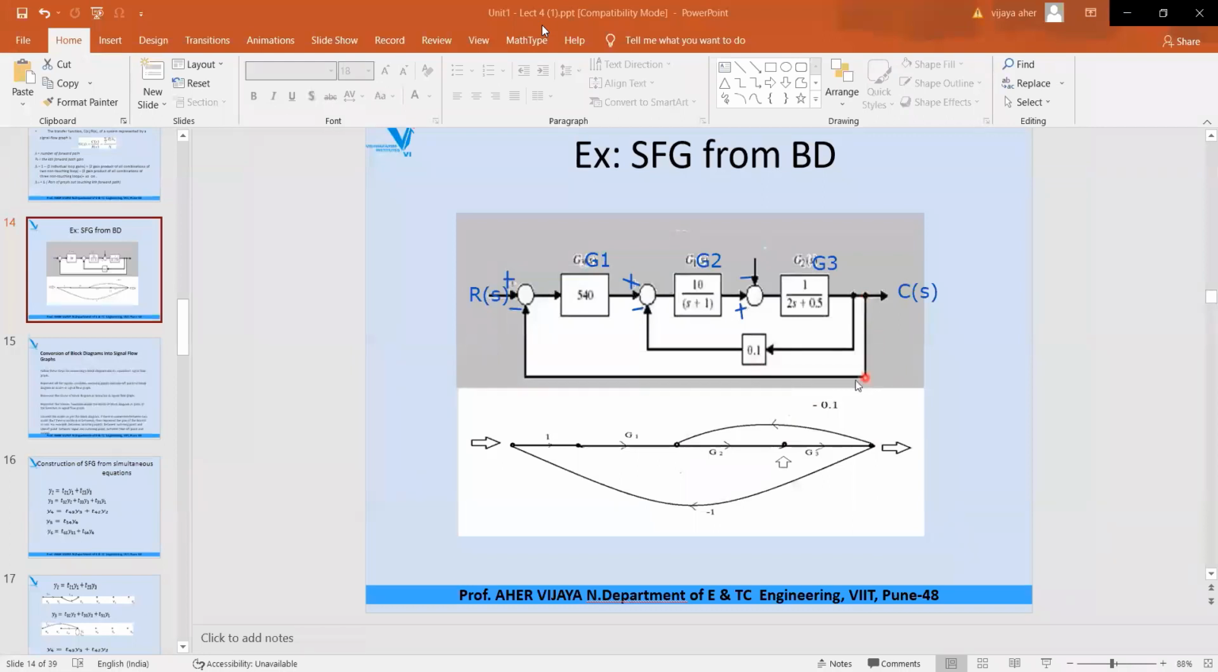Now, the second feedback. Taking feedback from the output with a negative sign to the first summing point. So this is nothing but my summing point.